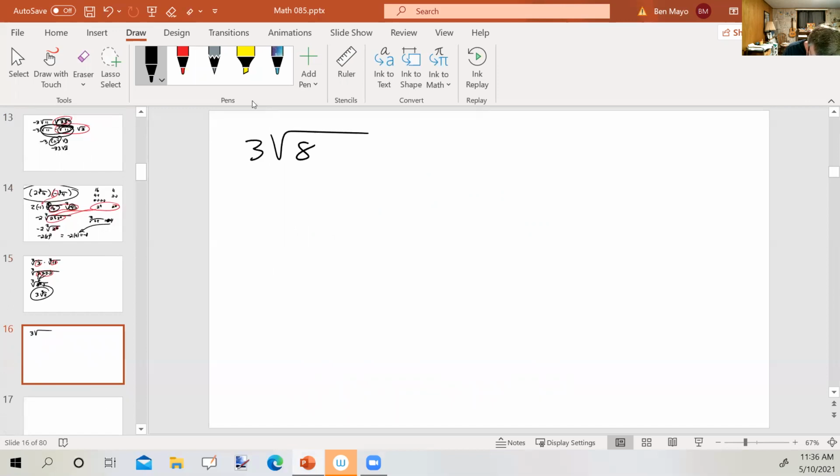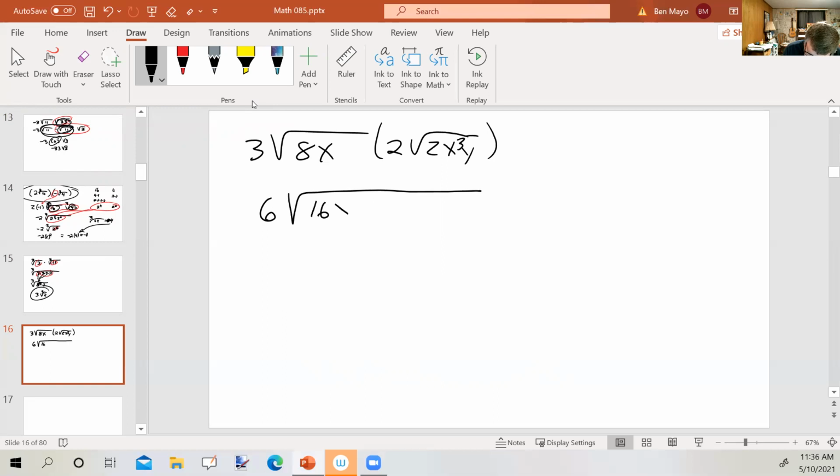3 times the square root of 8x times 2 times the square root of 2x cubed y. Okay, so I'm dealing with square roots, so I want squares. Well, this would be what? 3 times 2 is 6. Square roots of 16x to the 4th y.